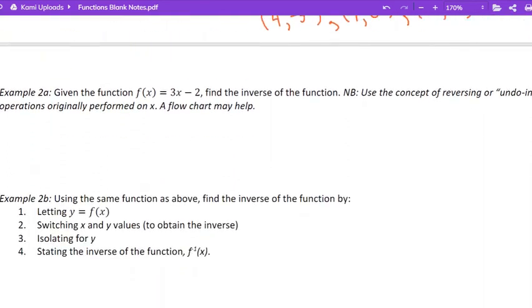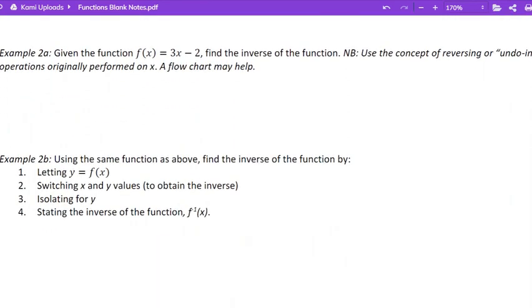Okay, let's look at example 2a. Given the function f of x is 3x minus 2, find the inverse of the function. Oh, look here. Do you remember this? Nota bene, from Latin, a good note or an important note. Use the concept of reversing or undoing the operations originally performed on x, and a flowchart may be helpful. So I will make one more flowchart before I teach you a quicker strategy.